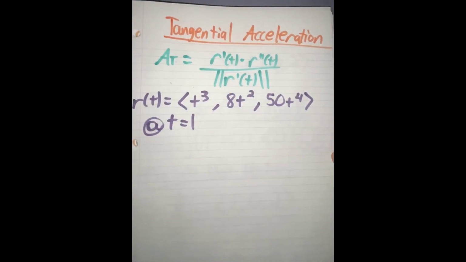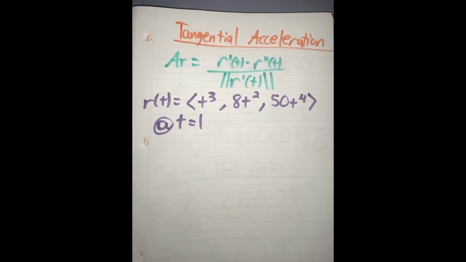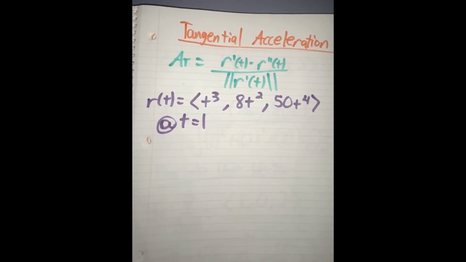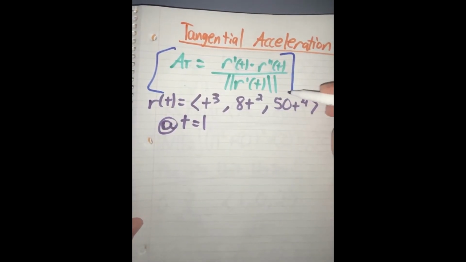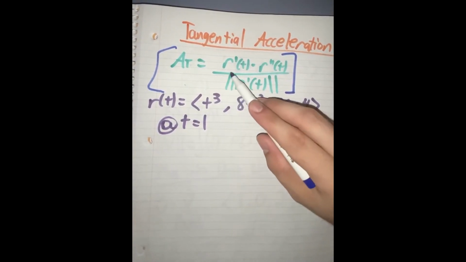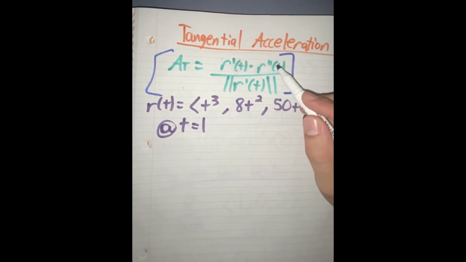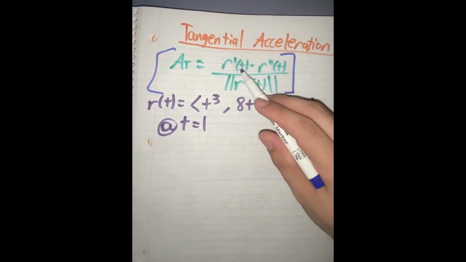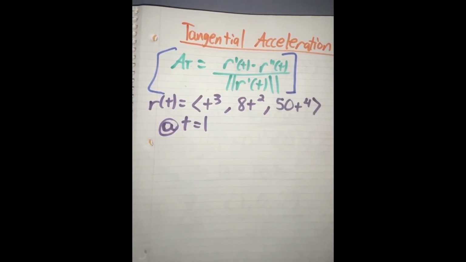Hello guys. So in this video, we're going to be computing tangential acceleration, which is slightly different from normal acceleration. But anyways, we're given this formula. Tangential acceleration would be equal to r prime of t dotted with r double prime of t divided by r prime of t magnitude. So velocity dotted with acceleration divided by speed, basically.